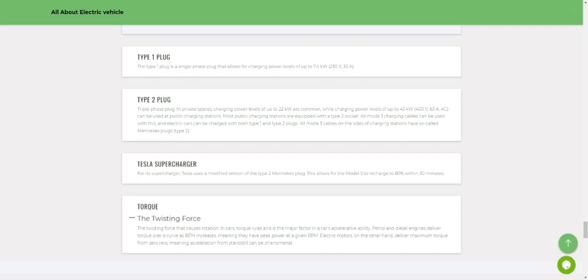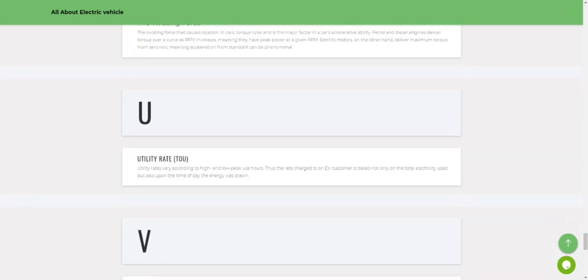Then there's torque. There's also 3 pin, time of use. Time of use refers to the time that you use your electricity. Time of use tariffs will allow you to choose to use the most power when there's less demand on the grid and prices are low. There's also turtle mode. Turtle mode kicks in when your car is about to run out of power. It uses all the energy it has left so you can drive to a place of safety or get off the road. Then from U, there's utility rate.